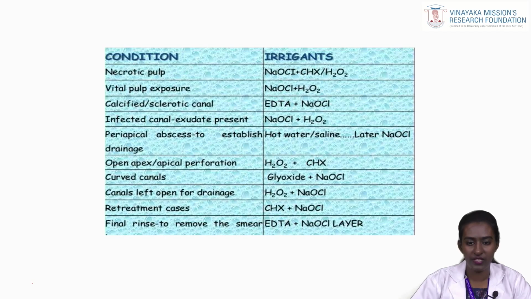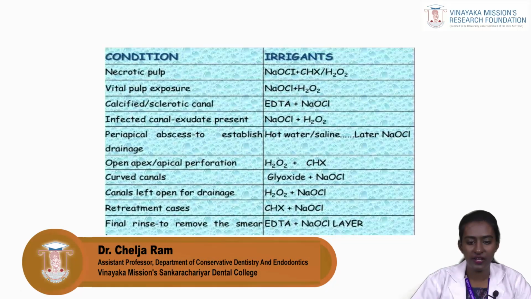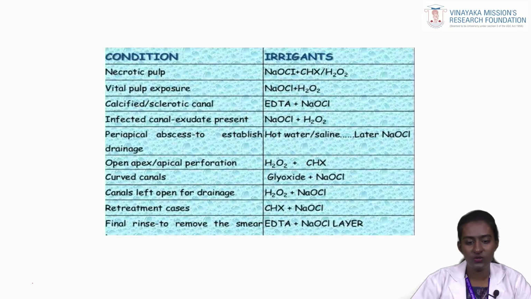In case of vital pulp exposure, sodium hypochlorite along with hydrogen peroxide can be used. In case of a calcified or sclerotic canal, EDTA along with sodium hypochlorite can be used. The final rinse to remove the smear layer will always be EDTA or sodium hypochlorite. In case of retreatment, chlorhexidine or sodium hypochlorite should be used.